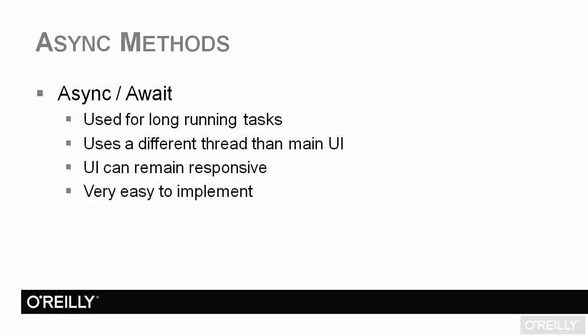Async simplifies that tremendously. So we can use async with await, and our UI can remain responsive, but our structure is actually still very much like a synchronous method, and we don't have to do a lot of eventing and callback and all that kind of stuff. So it's really easy to implement.